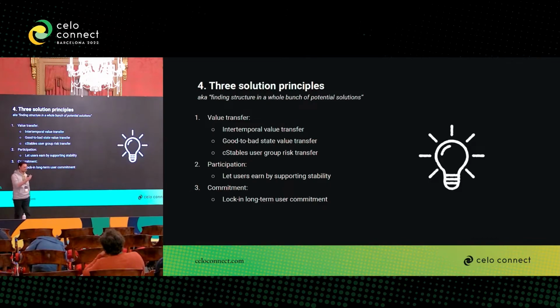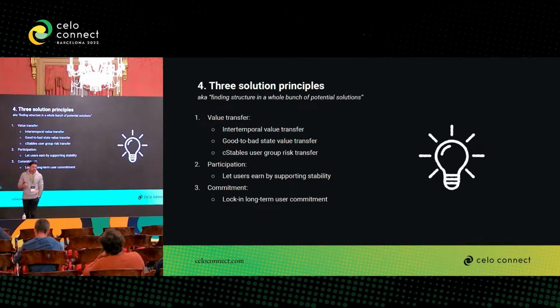If you talk to people on the public sector side, you will probably get a very different proposed solution of what Mento should be and how it should work than talking to an economist or a user. Trying to find structure in all these potential solutions is the tough part here as well. What we came up with is 3 solution principles that I think make up most of the solutions that come our way in some form or another. First is value transfer.